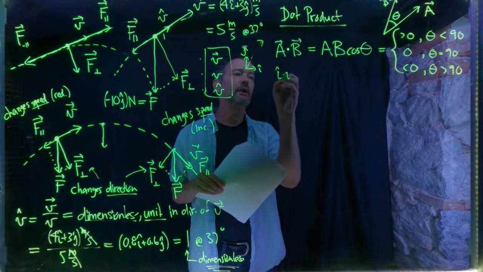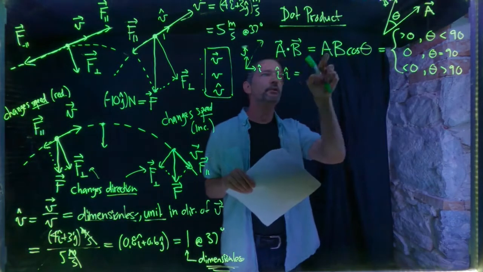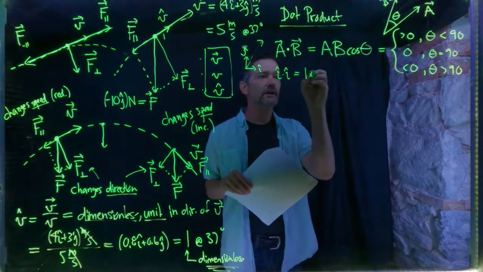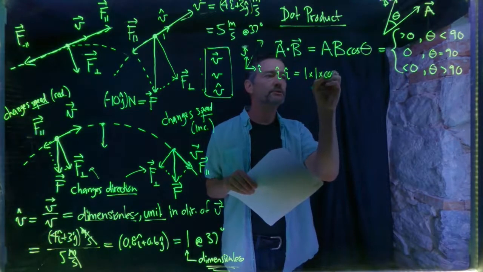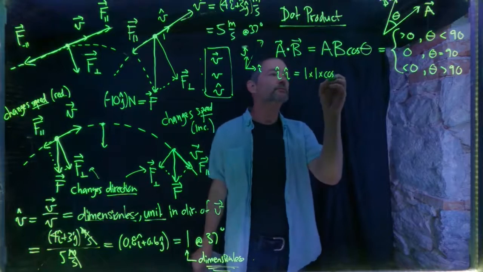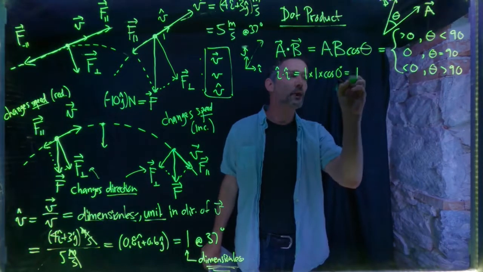So i hat dot i hat, what's that? According to this definition, it's the magnitude of the first, well that's 1, because these are both unit vectors, times the magnitude of the second, well that's also 1, times the cosine of the angle between them. Well, they're both exactly the same direction, so the angle between them is 0, and cosine of 0 degrees is 1. And so this is 1.